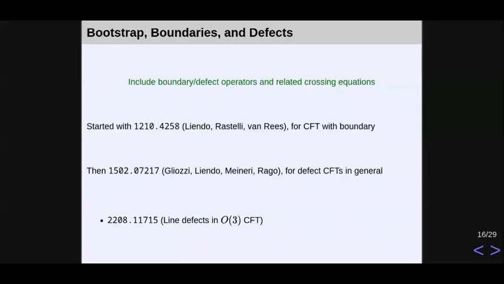So that has roughly the same structure. I should also mention for the purposes of this workshop that of course you can also perform the conformal bootstrap in the presence of a boundary or a defect, adding to your crossing equations the operators that live on the boundary or on the defect. And so this has been done very recently for line defects in an O(3) CFT, but it was developed roughly at the same time as the original conformal bootstrap.